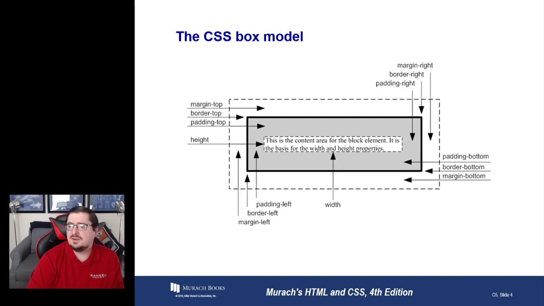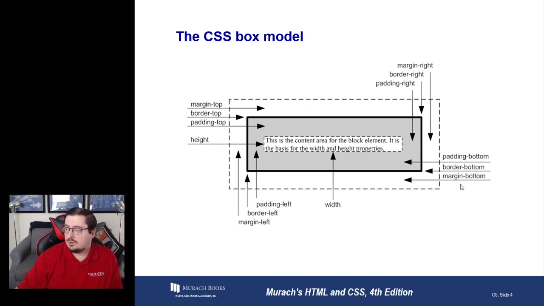Now, there are a lot of sub-properties to this piece, namely that you can specify different borders for each of the four sides. You can specify different padding for each of the four sides, and you can also specify a different margin for each of the four sides. So for instance, up at the top, you can see that we've got margin top.